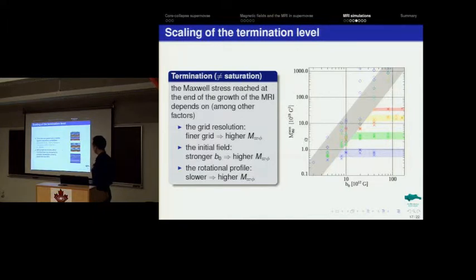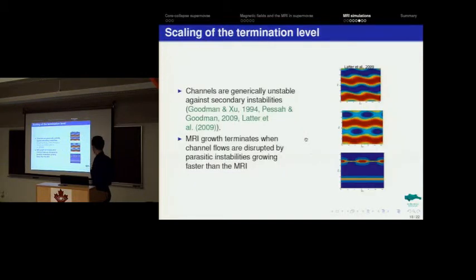No, what we found is that this moment of termination of the growth is determined by the breakup of these nice channel flows by secondary instabilities. Those were found to be parasitic instabilities, as Goodman and Xu termed them. The plots here are taken from this paper by Latta et al., which show different kinds of these instabilities. They are either distinguished as Kelvin-Helmholtz or tearing modes, or, as those authors did, as kink or pinch type instabilities.